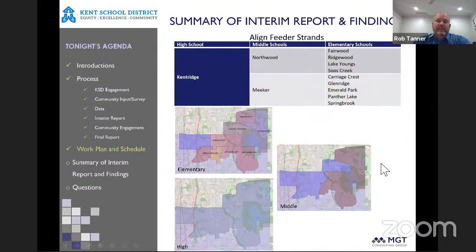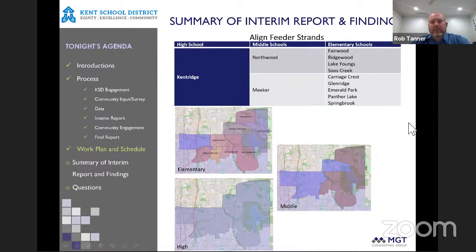Aligning the feeder strands. To me, this was the number one most important factor by respondents, and in my opinion, it's probably one of the most important too, because it speaks to more than just the aligning of them. It allows students to be with their neighborhood peers and their elementary peers through high school. But also, and I'll talk about it later, it speaks to equitable distribution of programs and access to different programs or clubs and things like that.